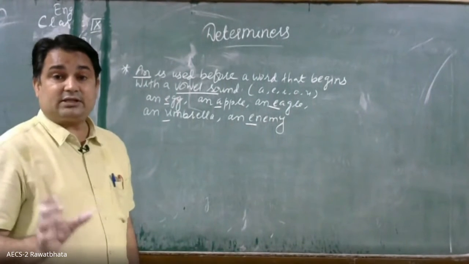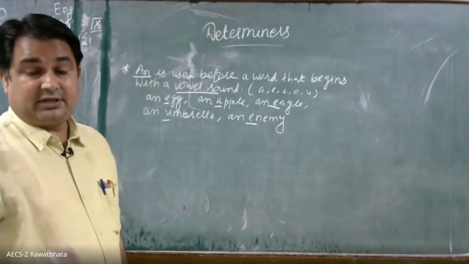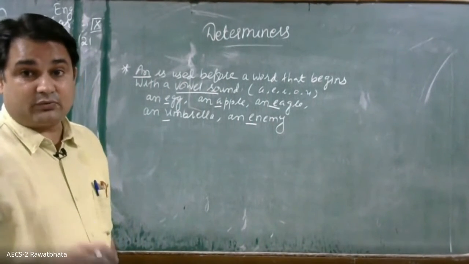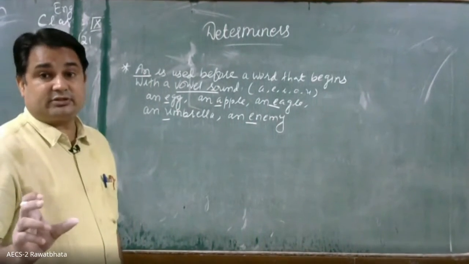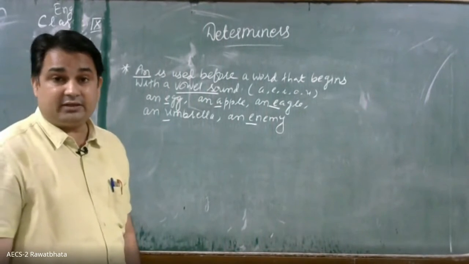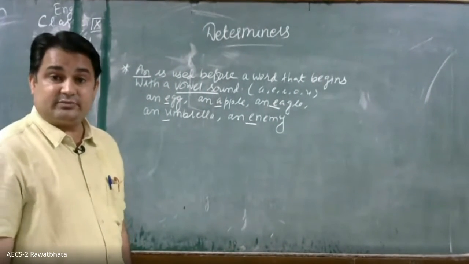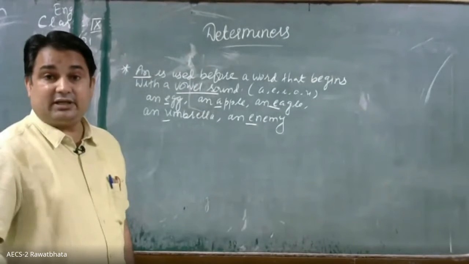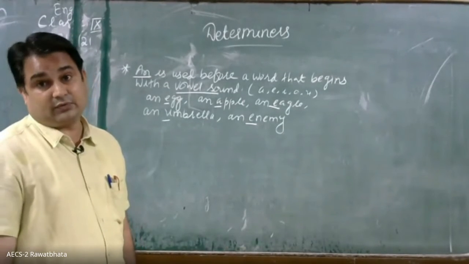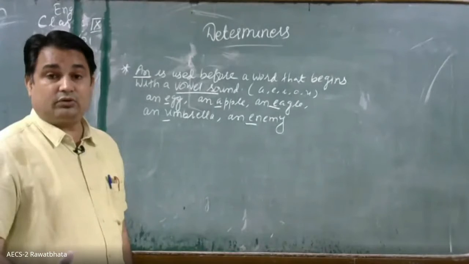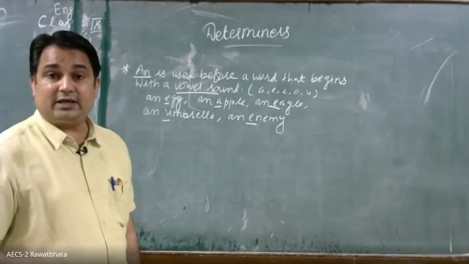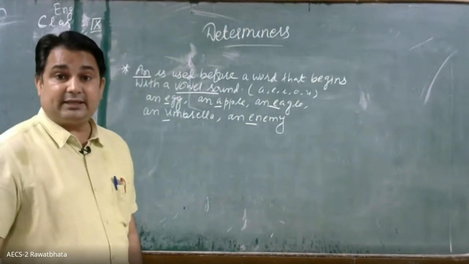Okay, so these are determiners and they are used before the nouns and they limit the meaning of the noun. So what are determiners? Determiners limit the meaning of a noun. So you should know where "a" is used, where "an" is used, where "the" is used.